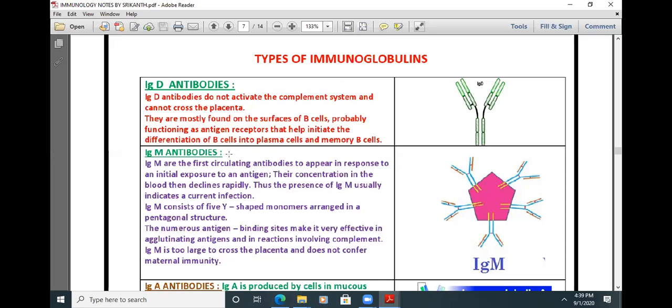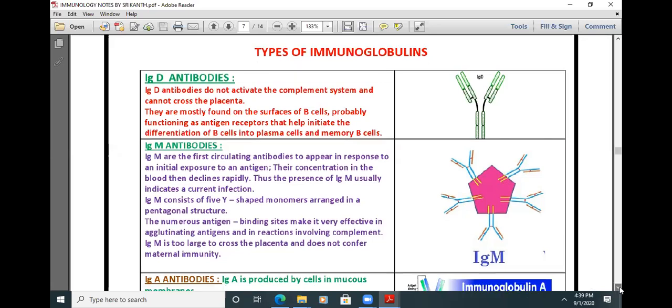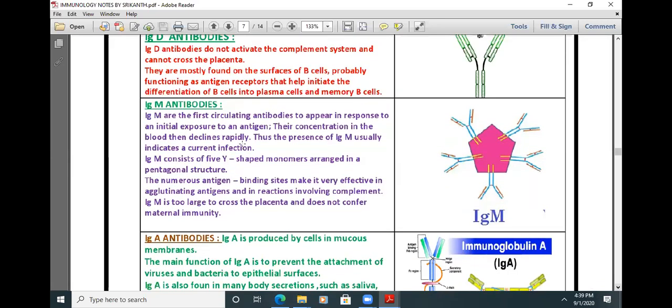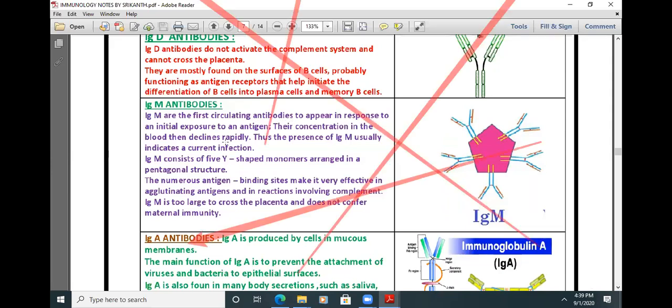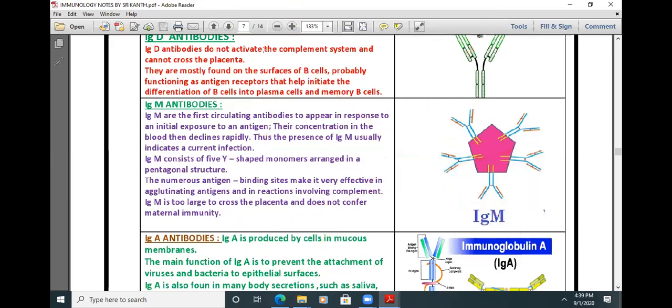Okay, IgM, pentamers. You see here, the 5 antibodies in one place, the pentamer or polymer. IgM are the first circulating antibodies to appear in response to an initial exposure to an antigen. They concentrate in the blood, then decline rapidly. Thus, the presence of IgM usually indicates a current infection. Remember this line.